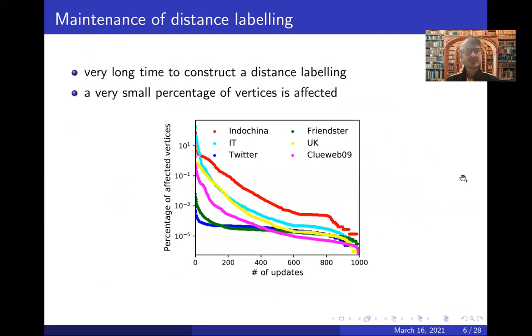So there is another way to guarantee an efficient update of labeling, that is, to maintain the labeling. As we can see in this graph, only a very small percentage of vertices is affected as a result of a graph change, which means that if we construct a distance labeling from scratch, it not only wastes computer resources, but also prevents the availability of distance labeling for distance queries.